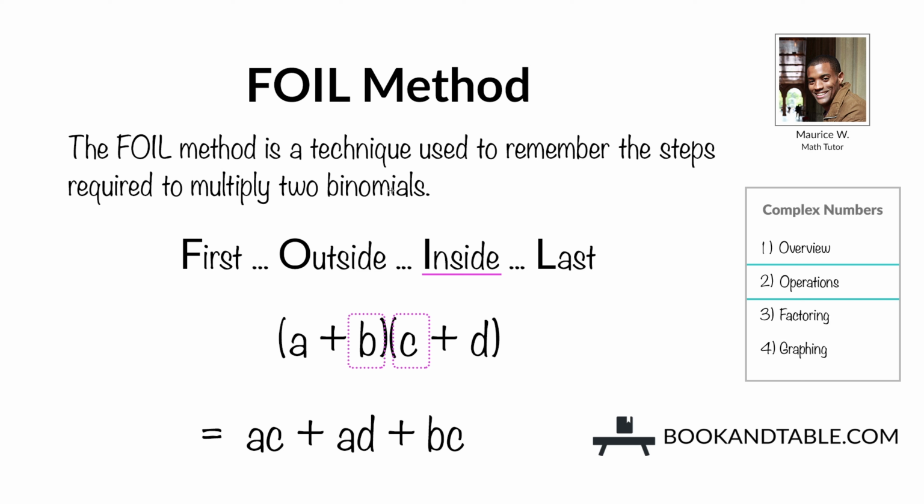So again, the I in FOIL stands for inside, which means we're multiplying the terms on the inside. So b times c gives us bc. And then the L in FOIL stands for last, which means we're multiplying the last term in each binomial, which will give us b times d, which is bd. So we wind up multiplying the first term in the complex number times each term in the second complex number, ac and ad. And then we wind up multiplying the second term in the first complex number times each term in the second complex number, giving us bc and bd.